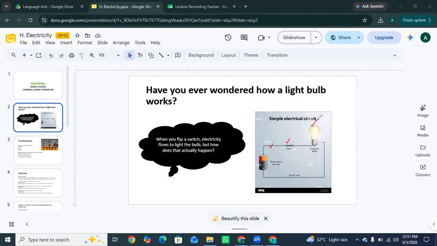The power source is a battery that gives energy to move electricity, and the wire basically acts as a path, like a highway for the electricity. The switch opens or closes the path, and the bulb uses the electrical energy to produce light.